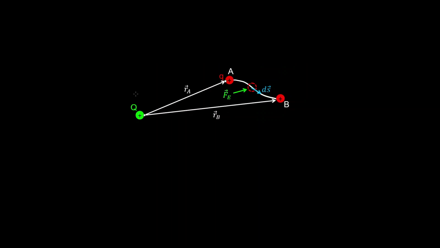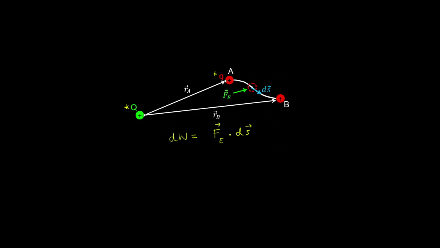In this video, we'll derive an equation for the electrical potential energy. So work is done on charge Q to move it from point A to point B in the electric field of this charge. So the infinitesimal work done by the electric force on this charge to move it an infinitesimal distance ds is equal to the dot product between the electric force and the displacement vector.